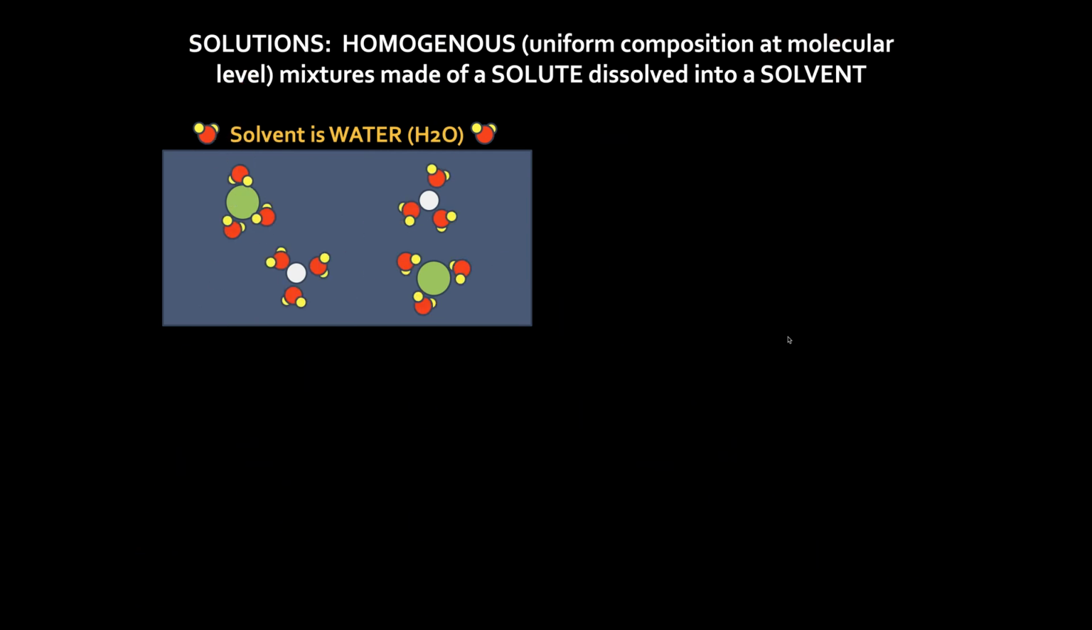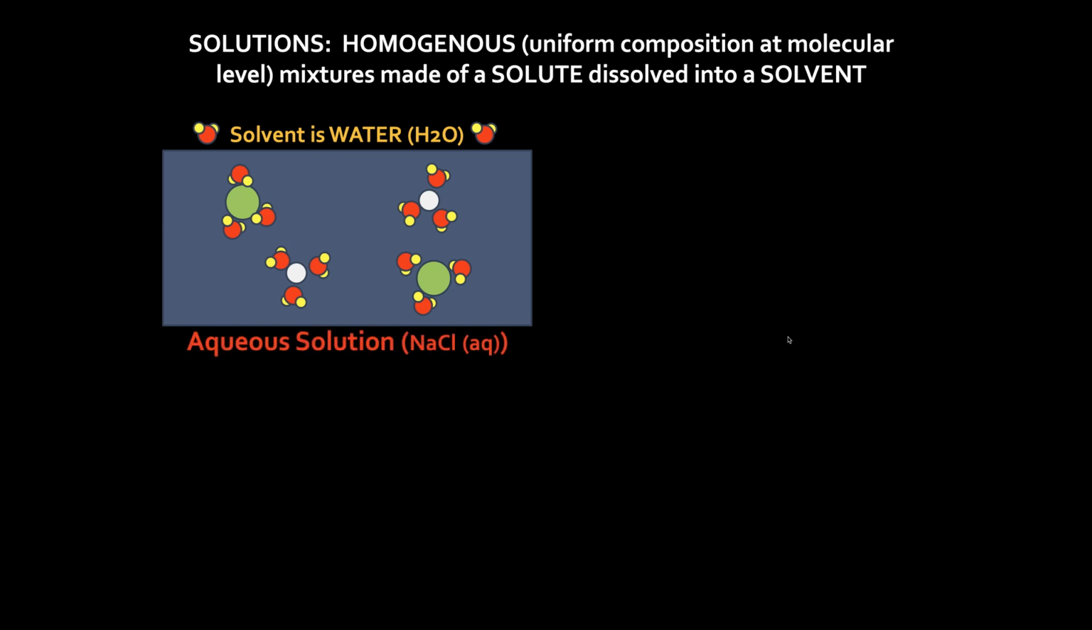Solutions are homogeneous mixtures, which means that they are uniformly composed right down to the molecular level, made of a solute dissolved into a solvent. We'll be looking at that in a whole unit on solutions later in the year. If the solvent is water, for example, if we take these ions of sodium and chloride and surround them with water molecules to keep them apart, we have what's called an aqueous solution.